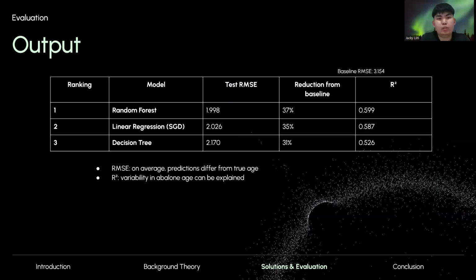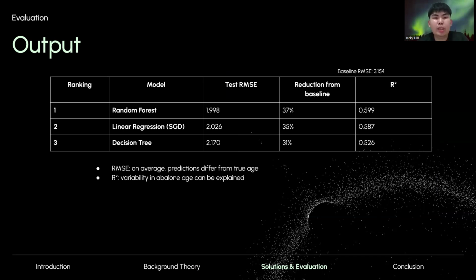Okay, so for this slide, we show the results of our three models. Random forest gives the best performance with the lowest RMSE of 1.998 and the highest R-square of 0.599 because it reduces overfitting by combining many trees.